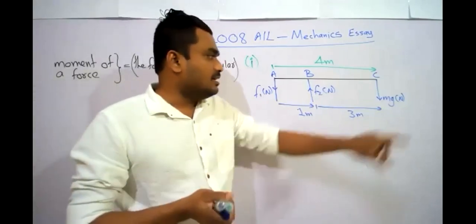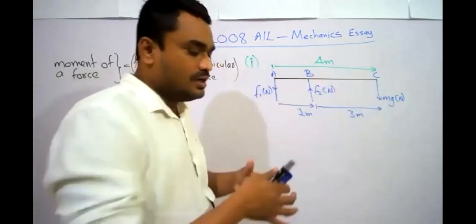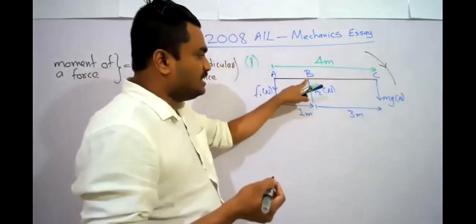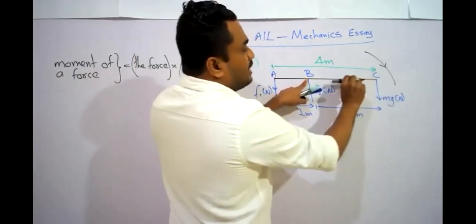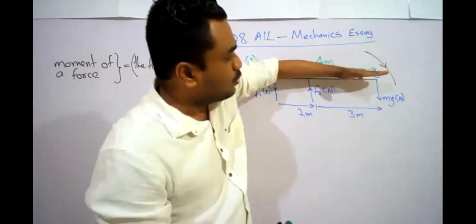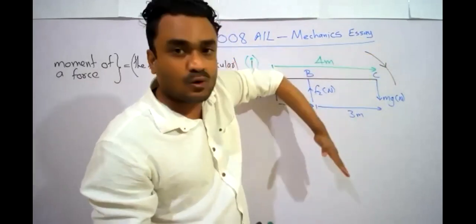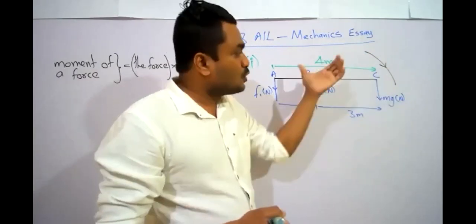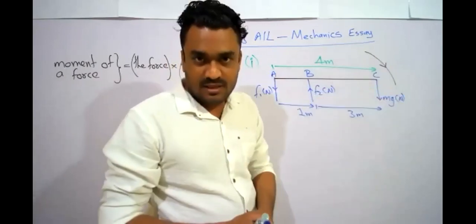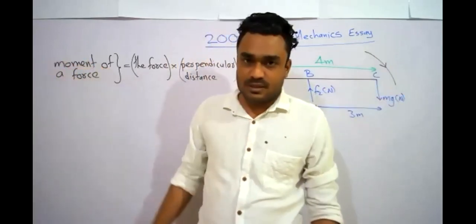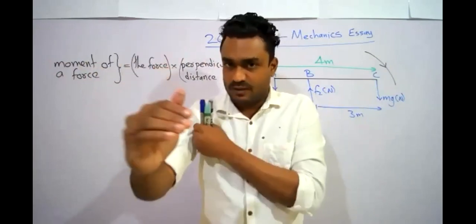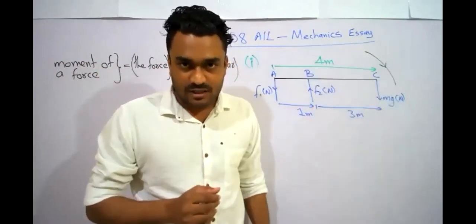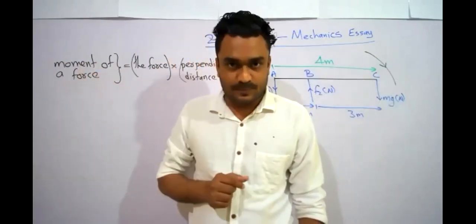This mg force tries to rotate the rod in this direction, which is said to be the clockwise direction. If you consider point B, this mg force tries to rotate the rod in the clockwise direction. The amount of effort given by this mg force to rotate the rod in the clockwise direction is said to be the moment of the force, right?